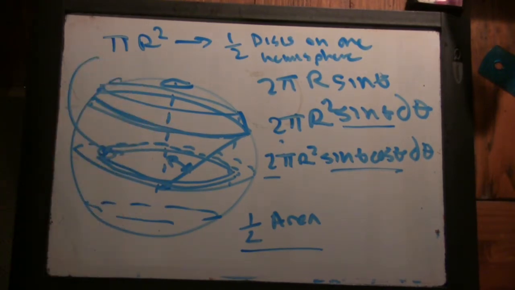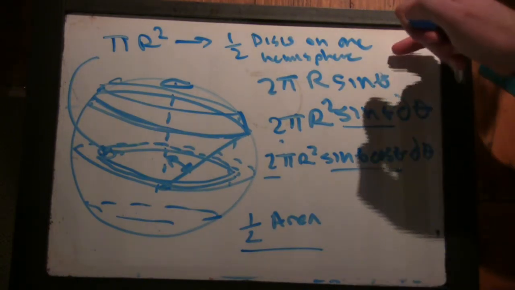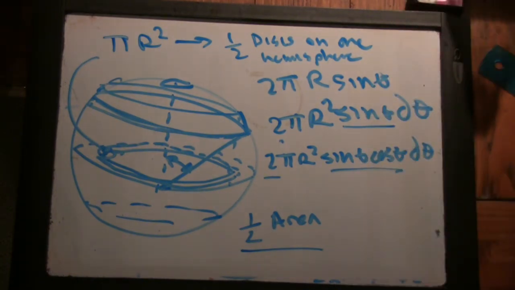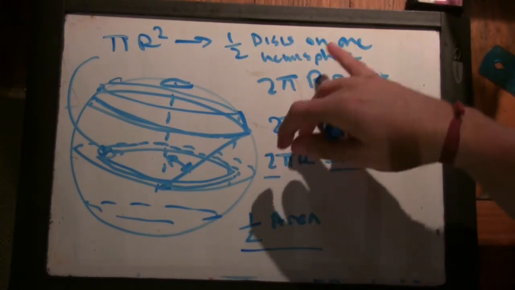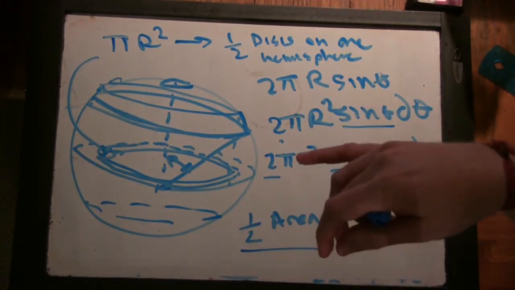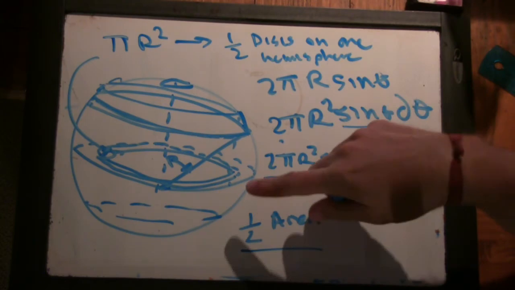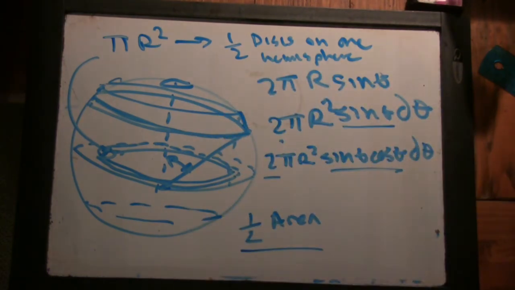Okay, all right. So it's half the discs on the full sphere, but twice. Okay, yeah, that works. So half the discs on the sphere, and then you're right, you count them twice. 4 pi r squared. Pretty good.